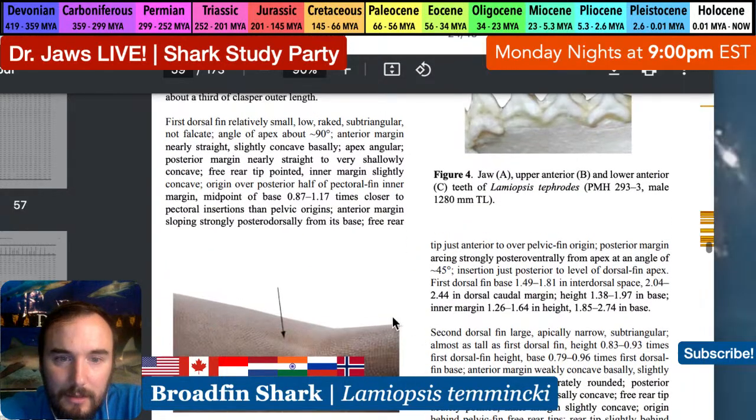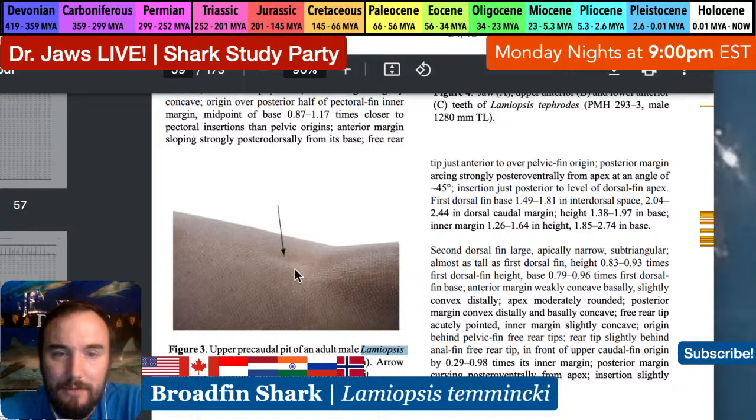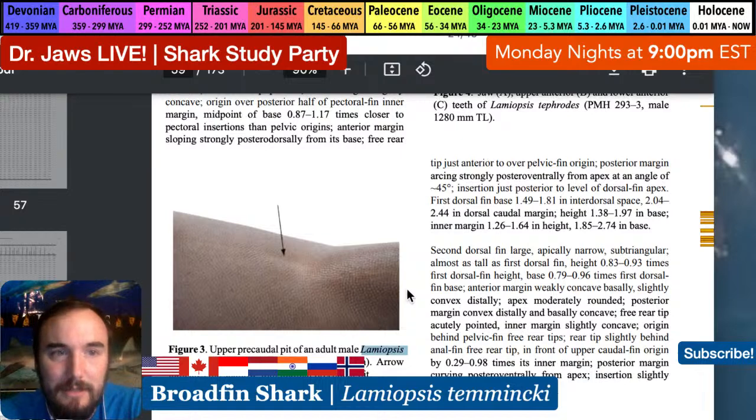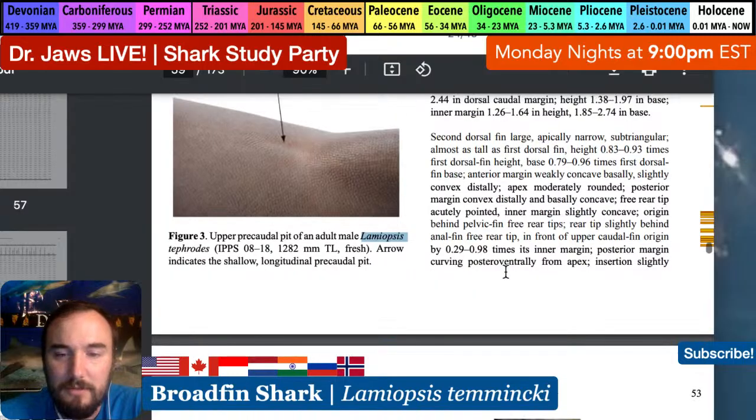Nice close-up of the pre-caudal pit. This is right before the caudal fin. It's a very subtle feature, but it is helpful for shark identification as a very subtle detail. It's kind of like the interdorsal ridge, another subtle feature that helps scientists tell certain shark species apart.